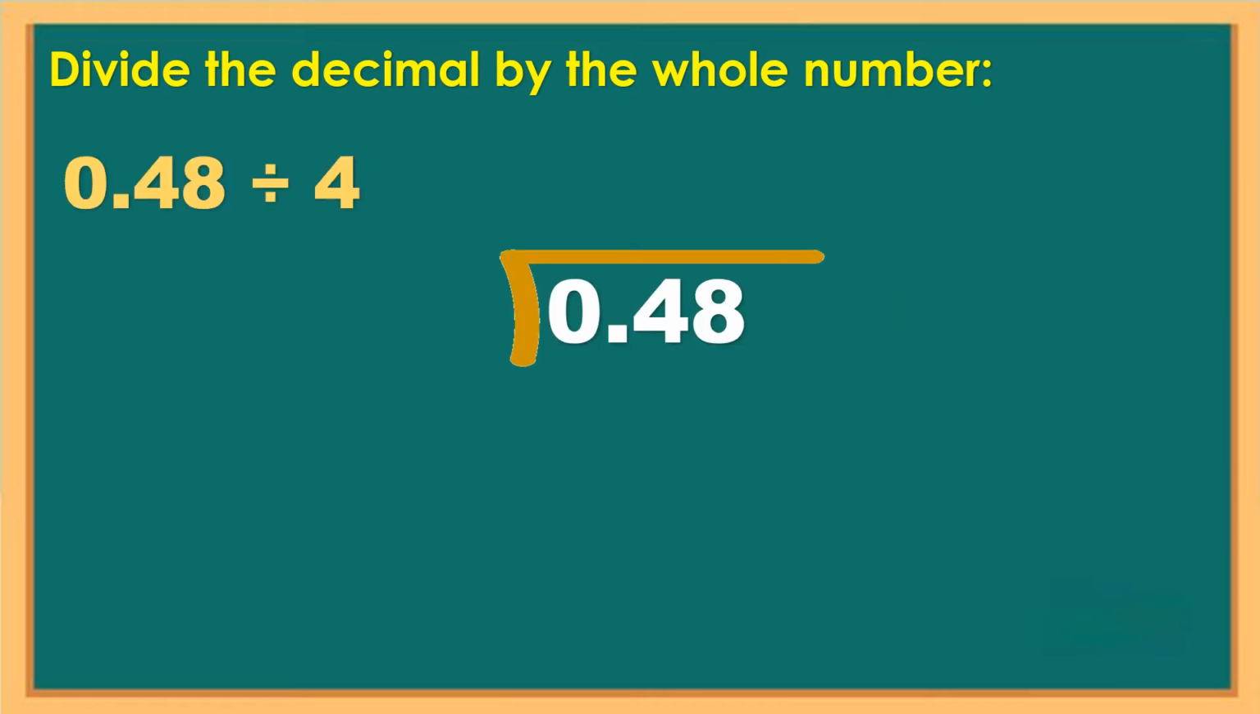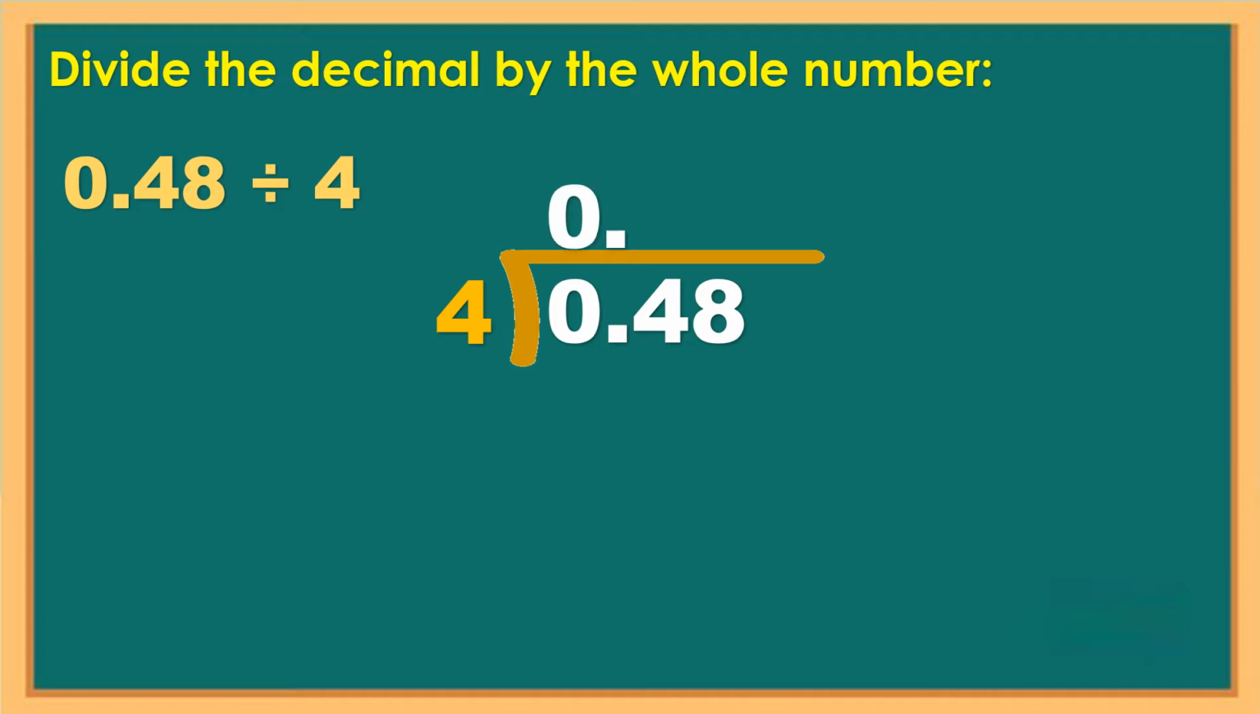48 hundredths divided by 4. The decimal point is between 0 and 4. We will put the decimal point above, in the quotient. Take note that the decimal point should be aligned with the decimal point in the dividend. Then, let us now divide.